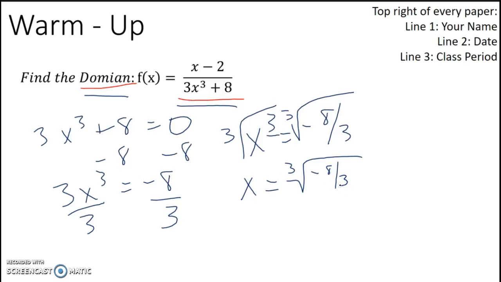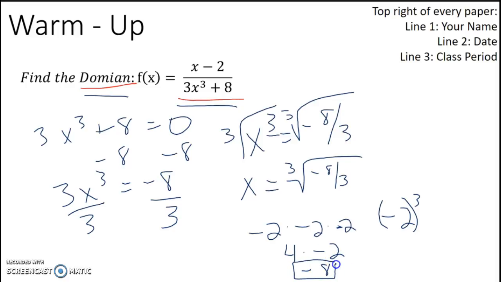They're not imaginary because when you cube something, you can have a negative, right? Like if I have negative 2 times negative 2 times negative 2, which would be negative 2 cubed. That gives me 4 times negative 2, and then 4 times negative 2 is negative 8, right? So I can get a negative answer when I cube, so I can take the cube root of a negative number. It is not imaginary. It is a real number.